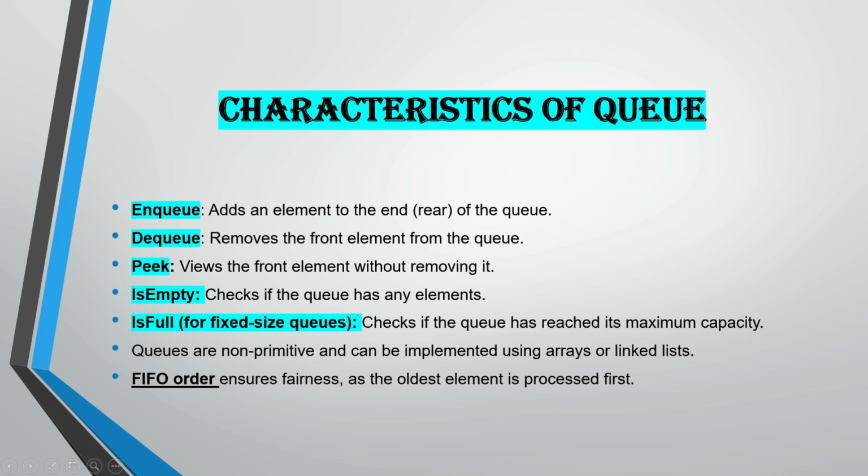Queues are non-primitive data structures and can be implemented using arrays or linked lists. They operate based on the FIFO, or first in, first out principle, ensuring fairness by processing the oldest element first.